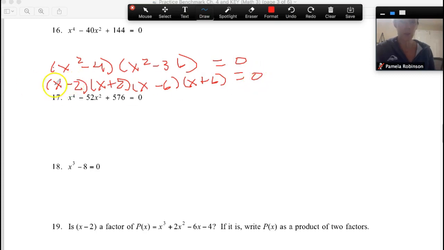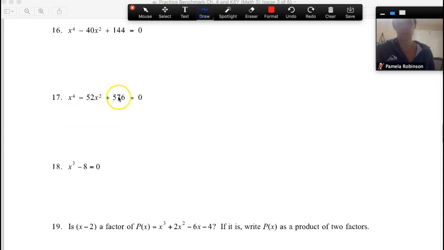So using the zero product property, if this times this times this times this is 0, what makes these 0? Here it would be 2, here negative 2, here it would be 6, and here negative 6. So these are the solutions to this equation: plus or minus 2, plus or minus 6. All right, let's look at 17.